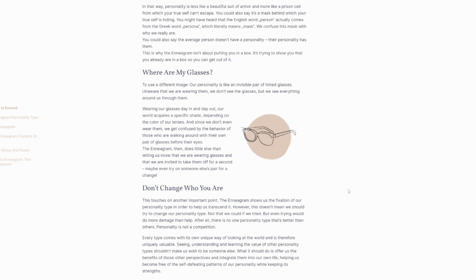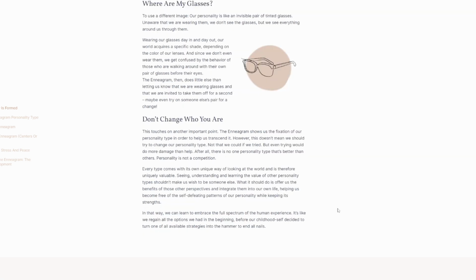Personality types mesh well with others. It shows us the fixation of our personality type in order to help us transcend it. This doesn't mean we should try to change our personality type. Not that we could if we tried.